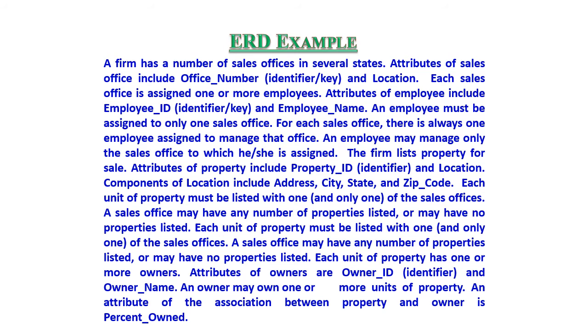Each unit of property has one or more owners. The attributes of the owner are owner ID, which is the identifier, and owner name. An owner may own one or more units of property. An attribute of the association between the property and the owner is percent owned.